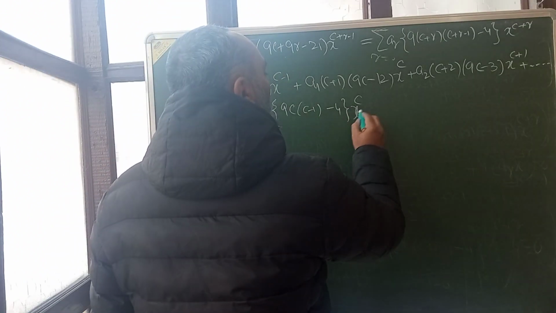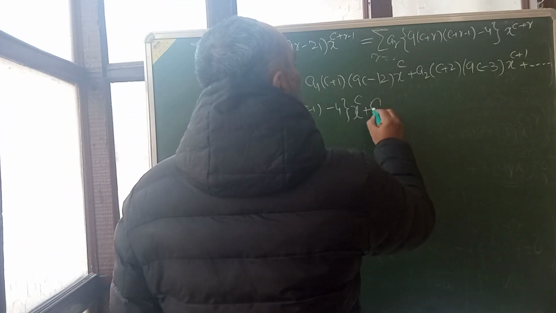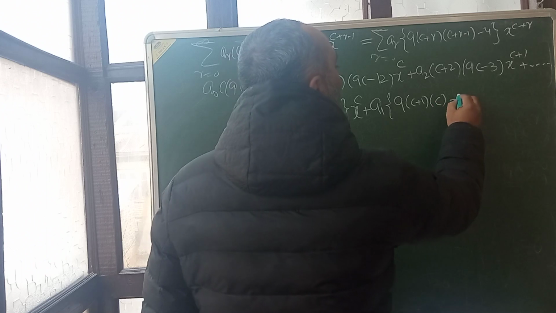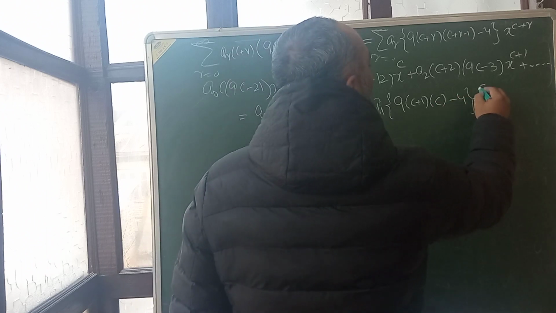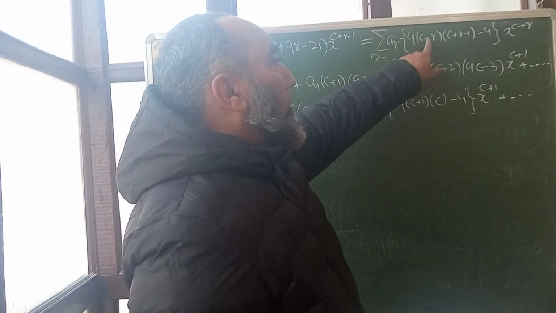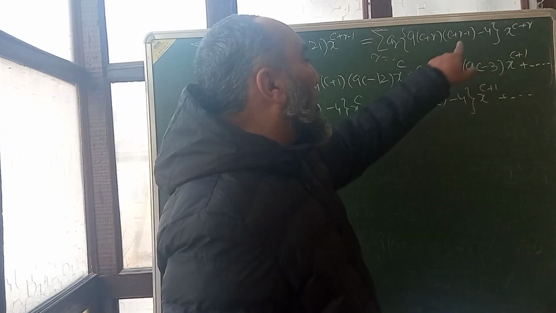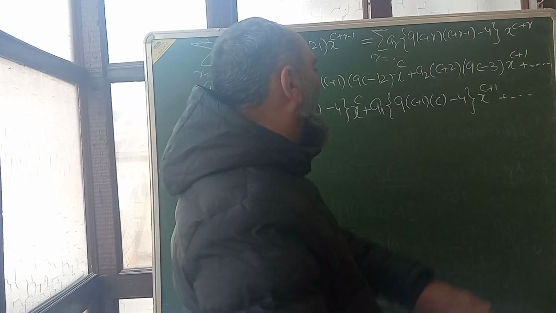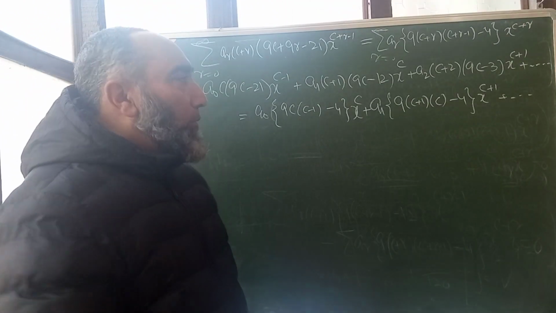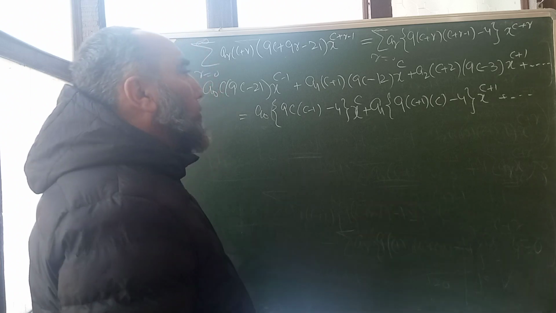X is power C. Then A1, 9(C plus 1), (C plus 1) minus 4. See, R is 1, C plus 1, C plus 1 minus 1, it is C only, minus 4 and so on. So you can do it now yourself. Let me give you one or two more steps.